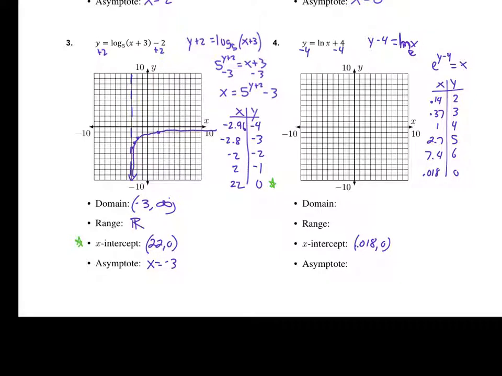So over 0.14 up 2, over 0.37 up 3, over 1 up 4, over 2.7 up 5, over 7.4 up 6, and then we've got our intercept there. The asymptote is at x equals 0, range all real numbers, domain 0 to infinity.